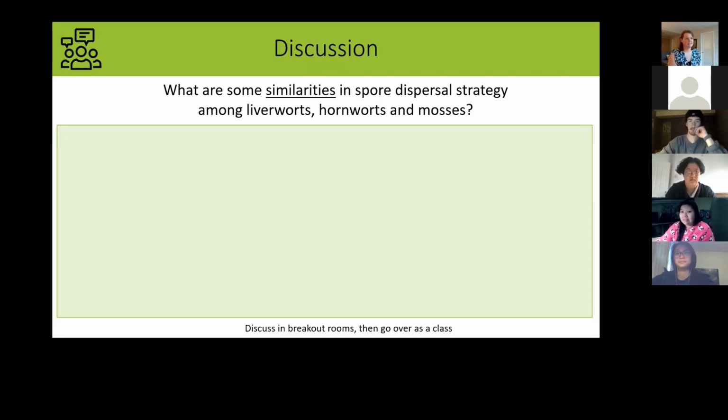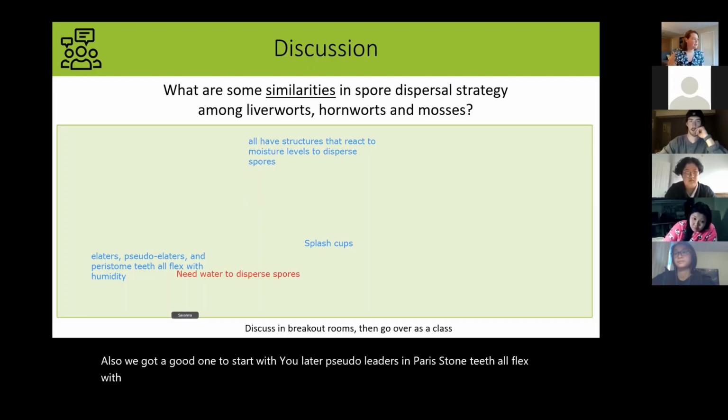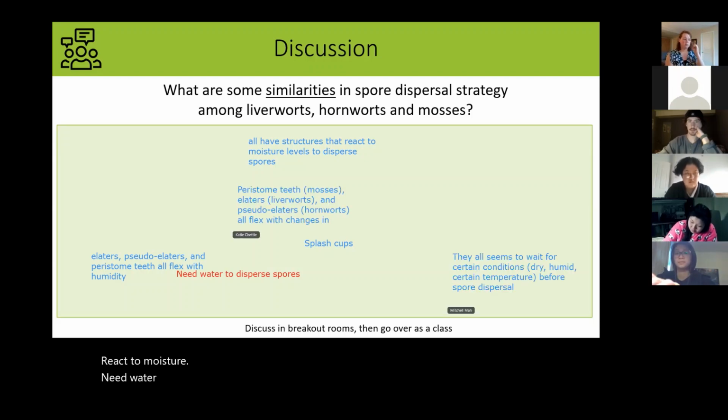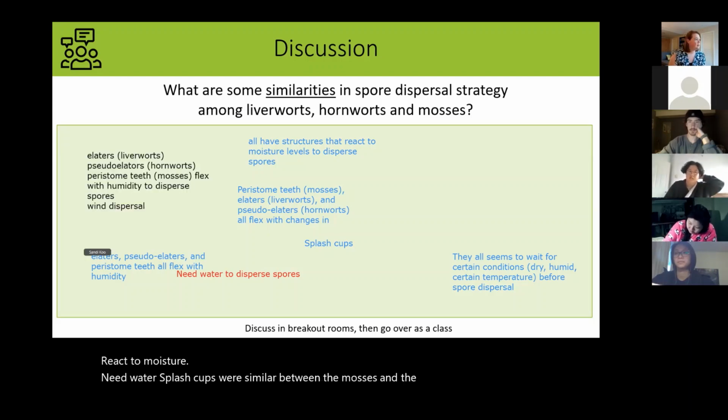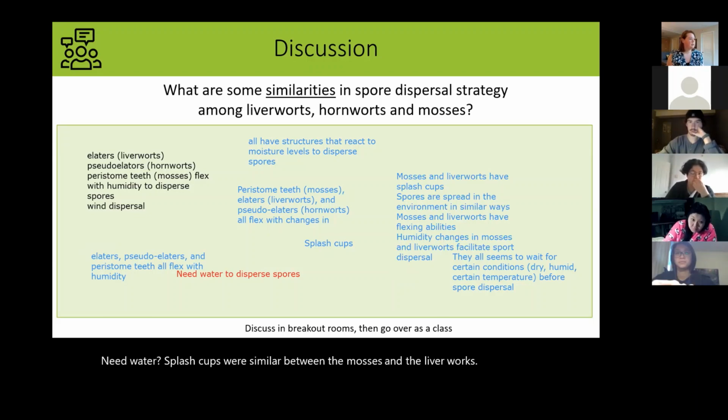Any ideas? Oh, so we've got a good one to start with. Elaters, pseudoelaters, and peristome teeth all flex with humidity. That's a good one to help disperse the spores. They react to moisture, need water. Splash cups were similar between the mosses and the liverworts. Yeah, it seems like most of you got that part.